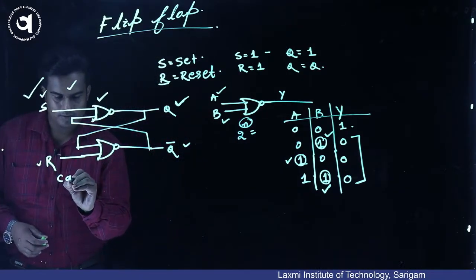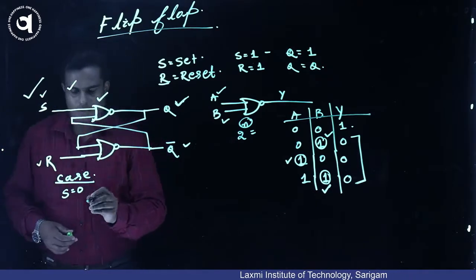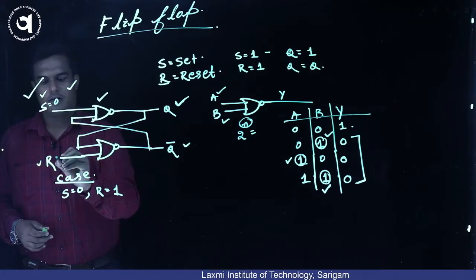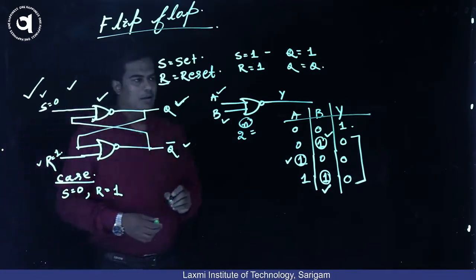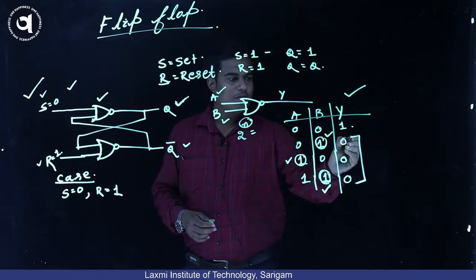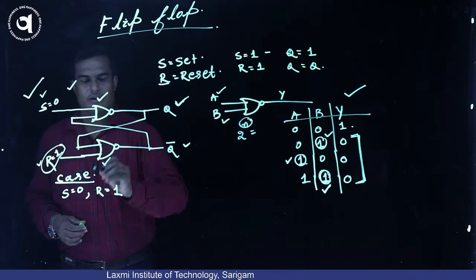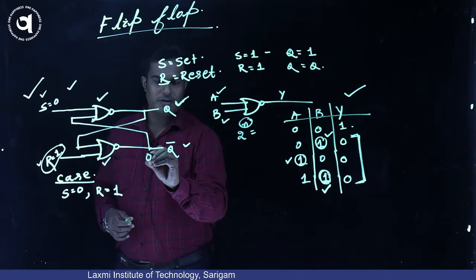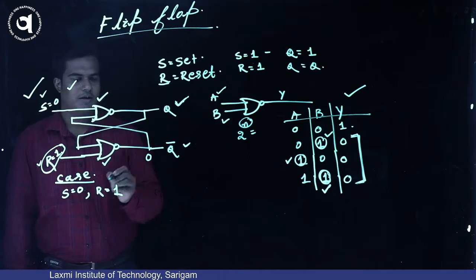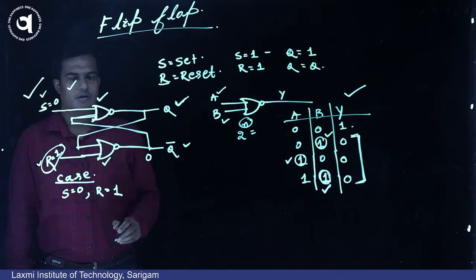So in case 1, let S equal 0 and R equal 1. Here S equals 0 and R equals 1. If you refer to the truth table of the NOR gate, if any of the inputs equals 1, it will produce output equal to 0. Since the input R equals 1 is given to this NOR gate, it will produce output equal to 0. Now you can see the input of one gate is driven by the output of another gate. So the output of this NOR gate is driving the input of the first NOR gate.